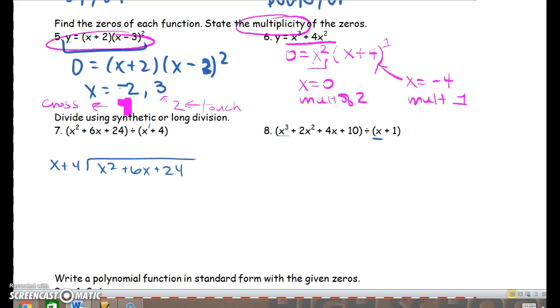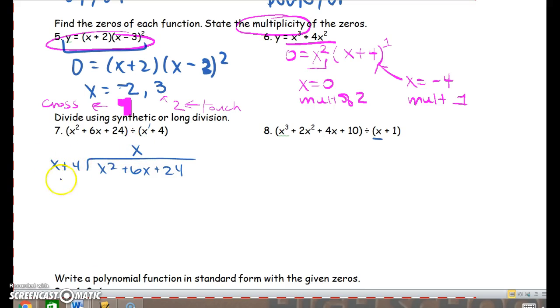Okay, so first thing we do is we set it up. We put the x plus 4 on the outside, the x squared plus 6x plus 24 on the inside, and we ask ourselves, we divide the first two terms. What do you multiply x by to get x squared, or what is x squared divided by x? And that is x.